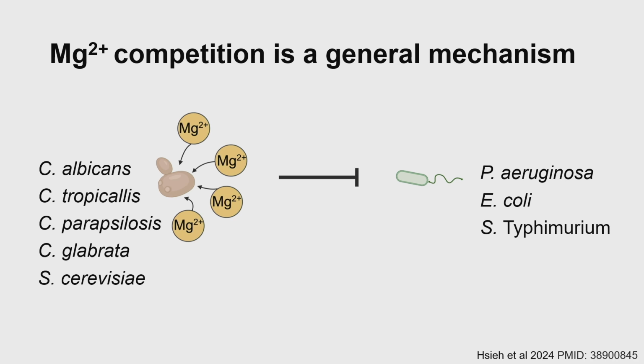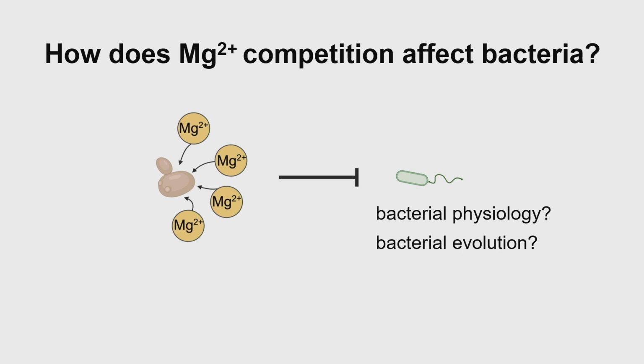And this is kind of cool because in the past, people have been thinking about iron as a very important player for nutritional competition. But this is the first time we see magnesium can be another axis of nutritional competition. And I started to wonder, why should we care about this? How does magnesium competition affect the bacteria?